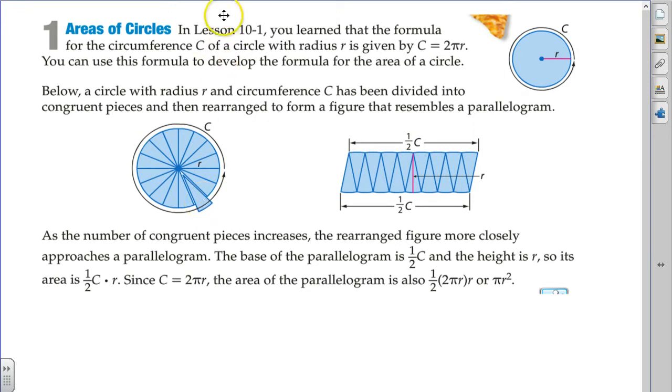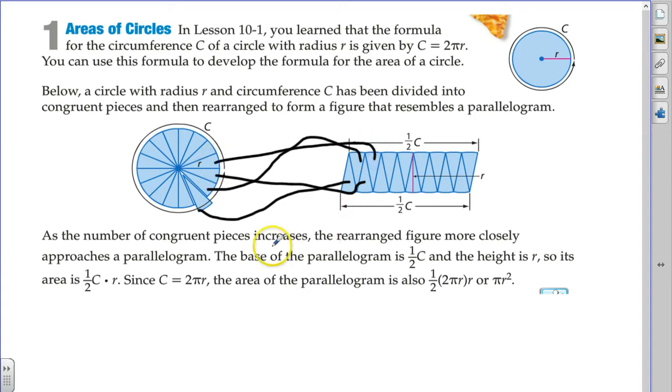And then what they do is they take this little piece here, and then they put it right there facing up. And they take the one next to it, they turn it and make it face down. And they keep doing this over and over again. This one faces up, this one faces down, over and over until they get this shape here. It looks like a parallelogram.